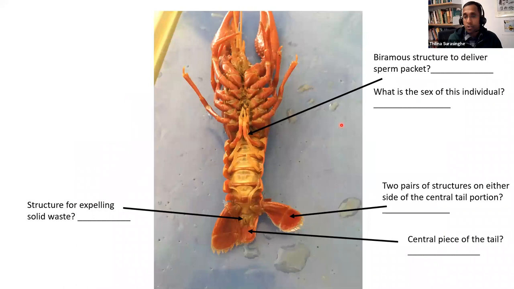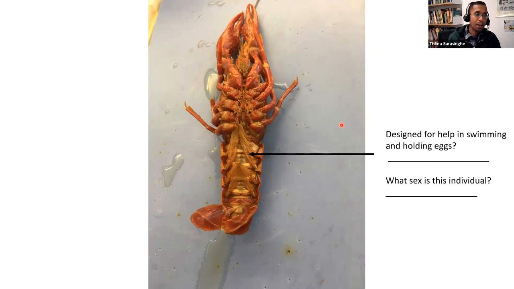And then again, go label this, try to identify this by yourself. And again, over here, I'm asking this question. What sex is this? How do you identify? I told you how to identify male versus female round Ascaris. How do you identify male versus female crayfish? Anyone want to make a guess whether this is a girl or a boy?